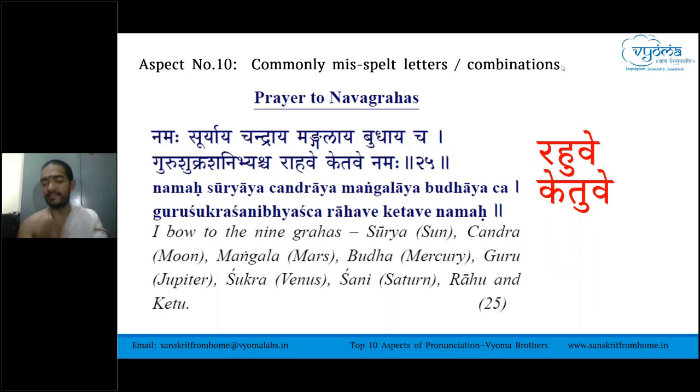Another one is in the shloka "Rahave Ketave Namaha". Namasurya Somaya Mangalaya Chandraya Guru Shukra Shanibhyascha Rahave Ketave Namaha. Many people say Rahuve Ketuve because the Graha names are Rahu and Ketu. But when we say it with Namaha, in the Chaturthi Vibhakti, it should become Rahave, not Rahuve. It should be Rahave Ketave Namaha.